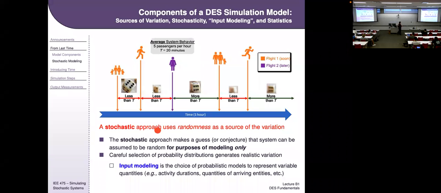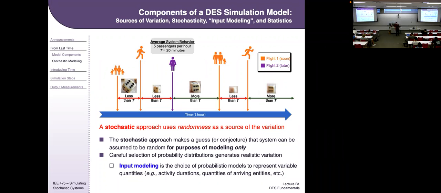And so that's the reason we do that. So the randomness is only for modeling. The choice of input modeling is the choice of those probabilistic distributions. Like I mentioned, maybe for inter-arrival times, a distribution. Maybe for the time it takes to make a sub at Subway, we'll use a normal distribution.